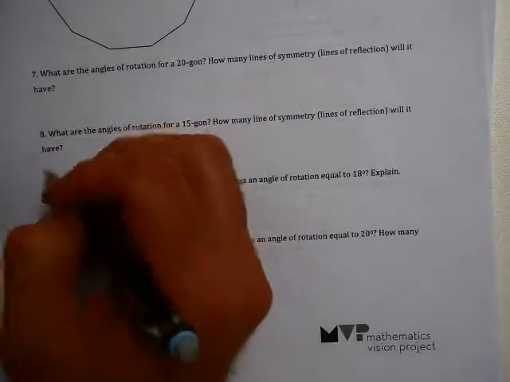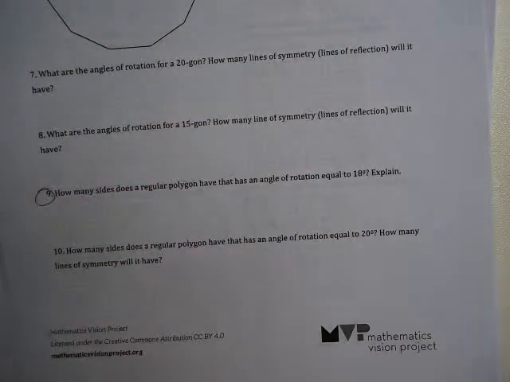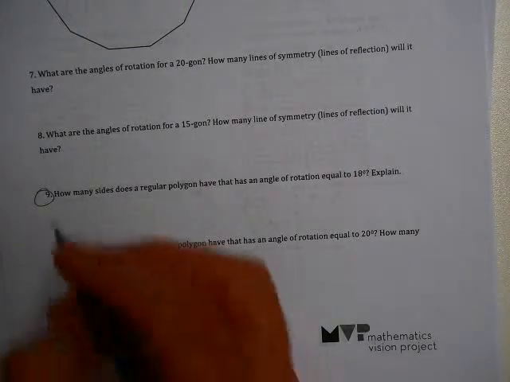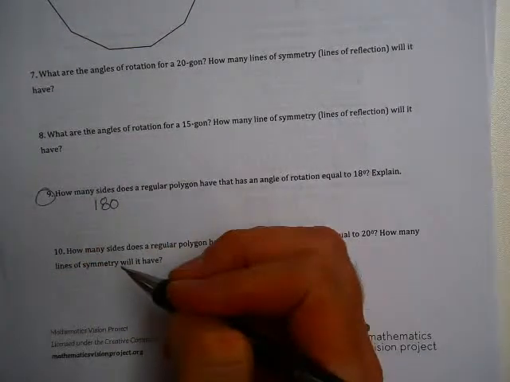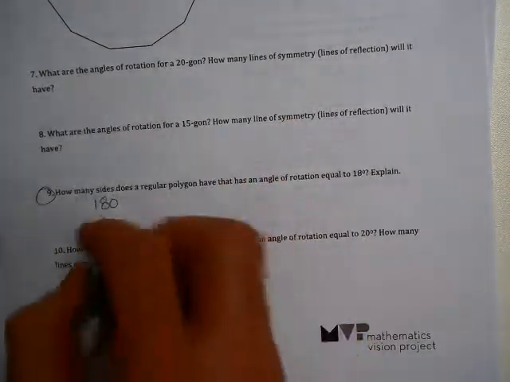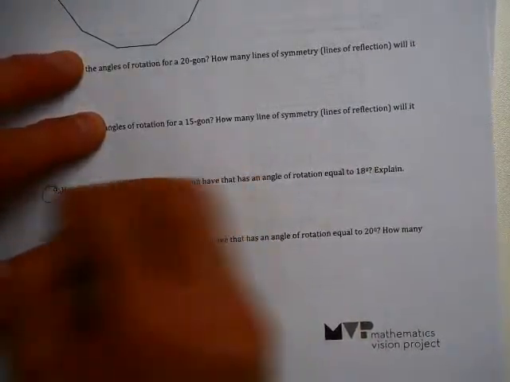Let's look at number 9. How many sides does a regular polygon have that has an angle of rotation equal to 18 degrees? 100. Wait, no. No, what am I going through? 360?